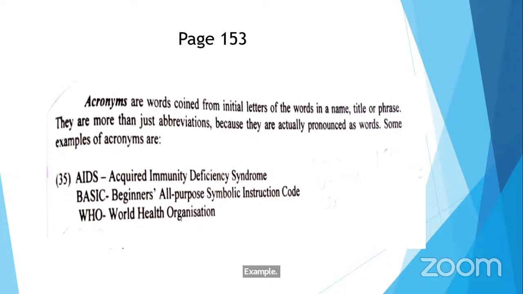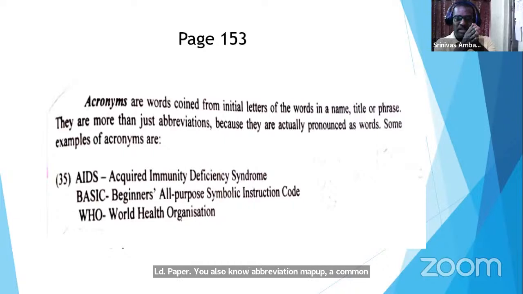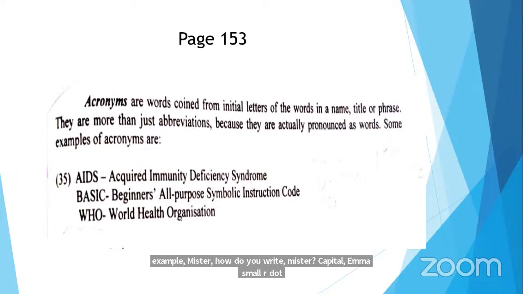Abbreviations. Acronyms or abbreviations. Abbreviation is different, acronym is different. Now, as you are students of MA first year ELT paper, you all should know. Abbreviation means a common word which is condensed. For example, Mr. How do you write Mr? Capital M, small r. But what is the full word? Short form, sir.